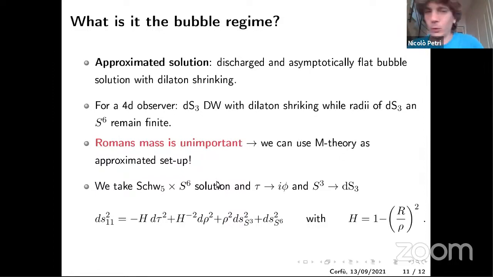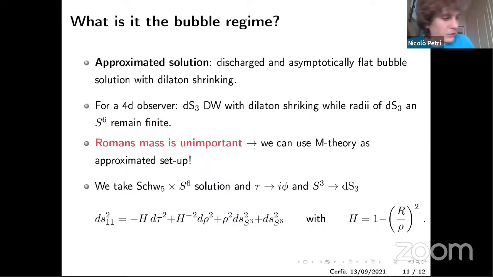So what is this solution? Well, if one imagines reducing this numerical flow in 4 dimensions, of course, not in the ISO(7), in a more general truncation, we will see that we are basically describing a 4-dimensional domain wall characterized by de Sitter foliation and with a shrinking dilaton. And while this dilaton is shrinking, the radii of the de Sitter and of the sphere remain finite. And this property is more or less equivalent to defining the presence of a bubble.